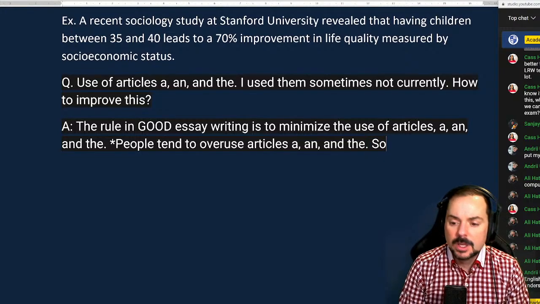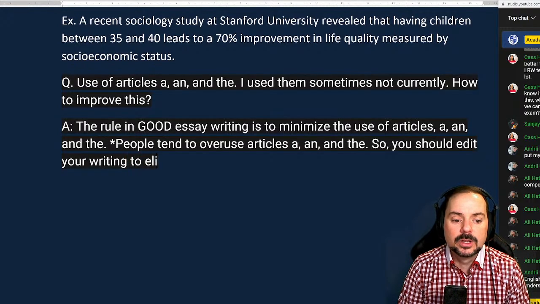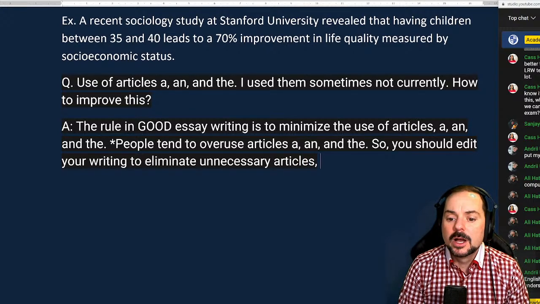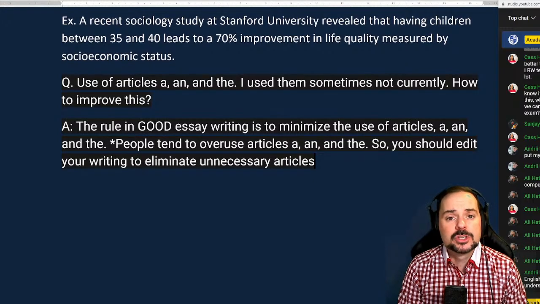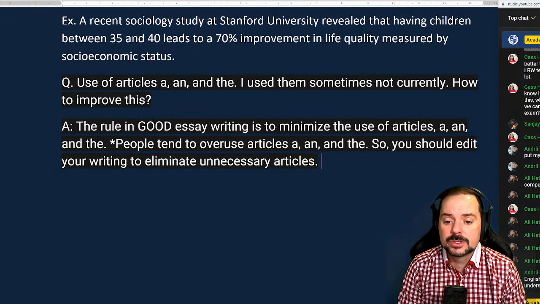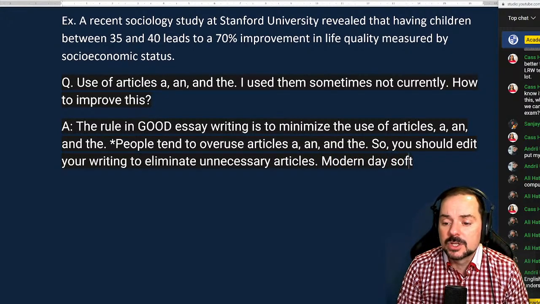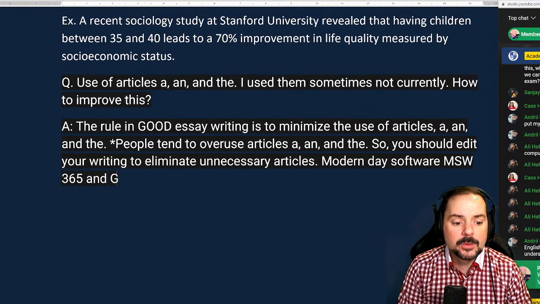So you should edit your writing to eliminate unnecessary articles. Software can help you with that. Modern day software like Microsoft Word and Grammarly are actually pretty good at eliminating unnecessary articles. Modern day software like Microsoft Word 365 and Grammarly are pretty good at this.